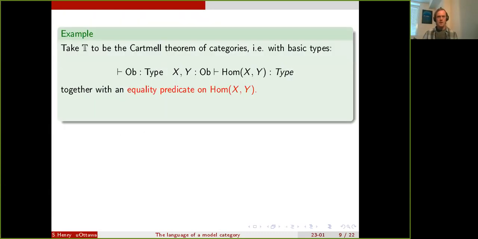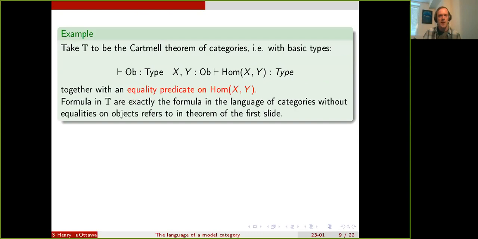So I'll come back to this example of the theory of categories. Now I'm taking precisely the Cartmel theory of categories, which has two basic types, object and morphism from one object to another object, as mentioned before. And I'm adding on top of that an equality predicate for the morphism type. So equality of two morphisms between two given objects becomes part of the language. And the formulas, in the sense I've defined for this specific theory, are exactly the formulas to which this theorem of Freyd and Blanc that I mentioned on the first slide applies.